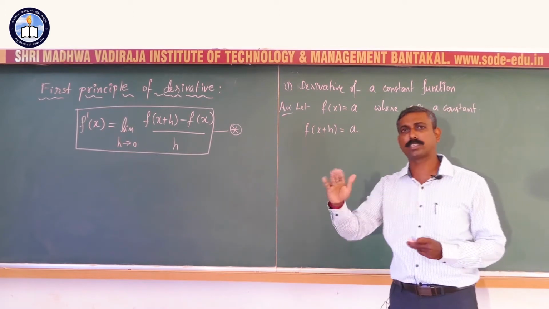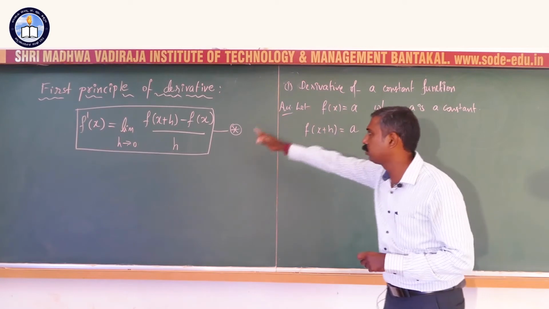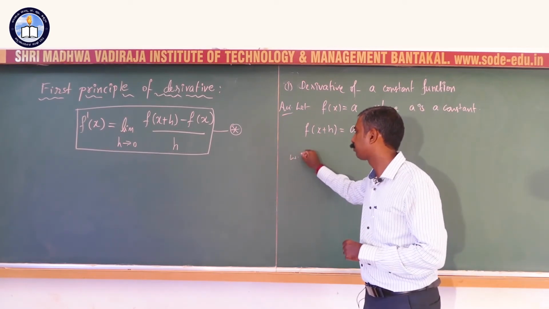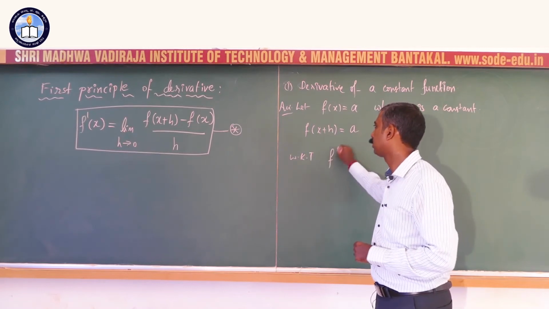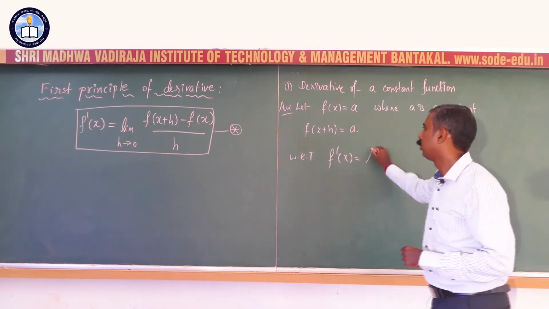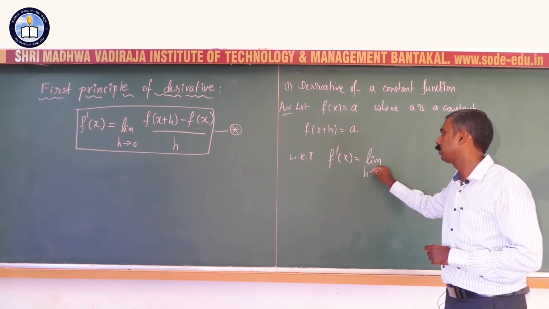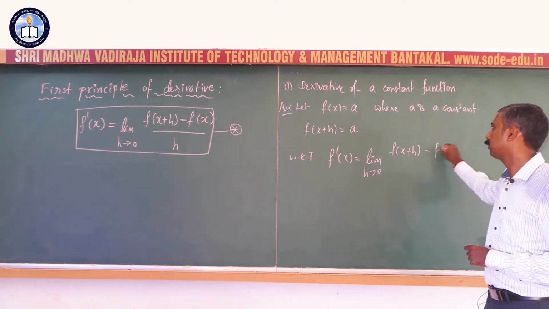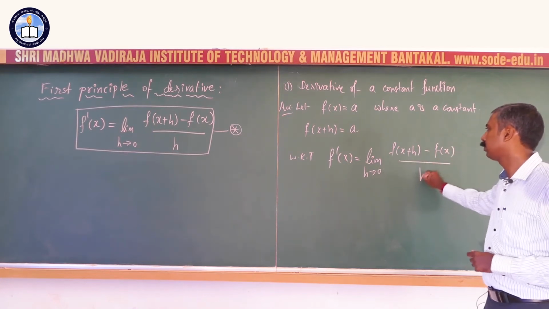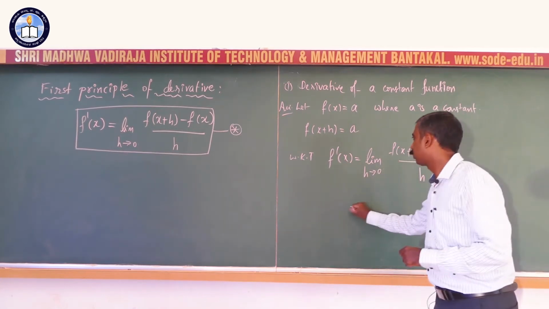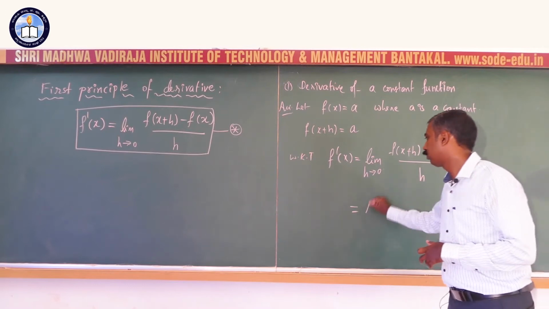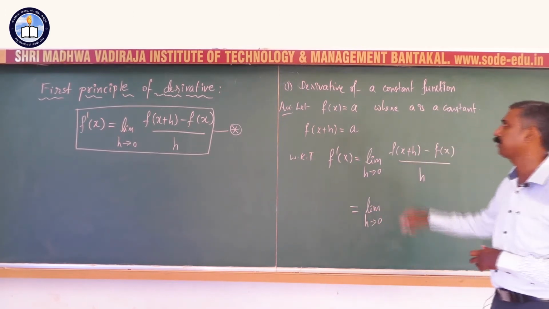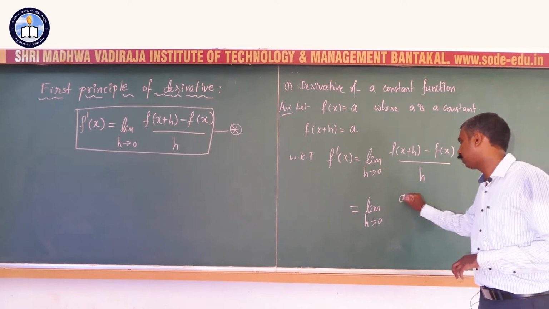It is a constant. So we will use the star, the first principle of derivative. We know that f dash of x is equal to limit h tending to 0 of f of x plus h minus f of x divided by h. So we have the expression for f of x plus h, which is nothing but a.